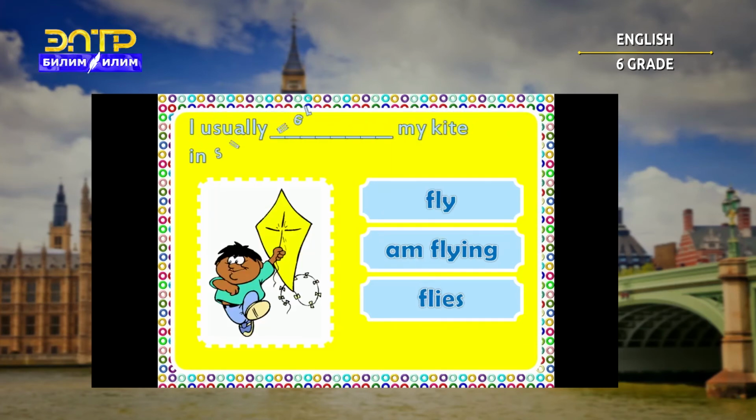What about this sentence? I usually fly, am flying, flies my kite in summer. This is an action that happens repeatedly because we use the adverb of frequency usually. It's present simple. The subject of the sentence is I. So in present simple we use just a verb. The correct sentence is: I usually fly my kite in summer.